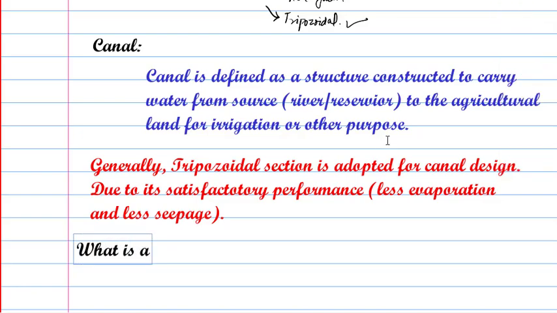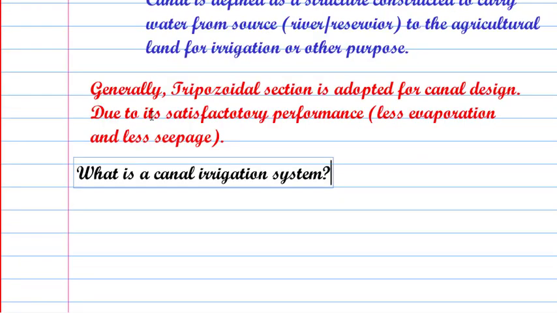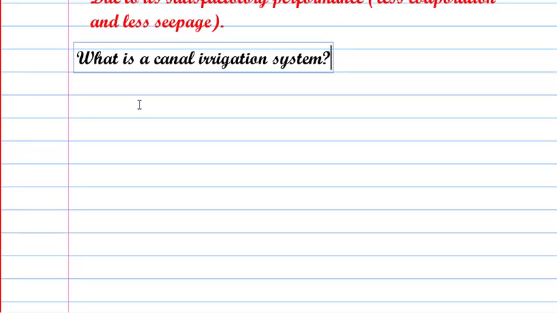What is a canal irrigation system and what does it consist of? We know that to take the water from the river to the end where the water is required, like a field, there are various components through which the water passes and reaches the field, right? Let's take an example and draw a figure to make things more clear.